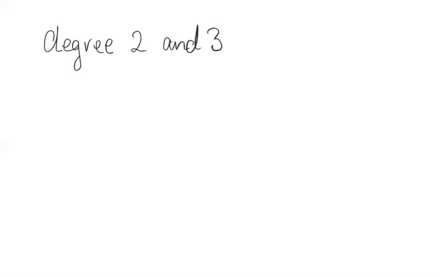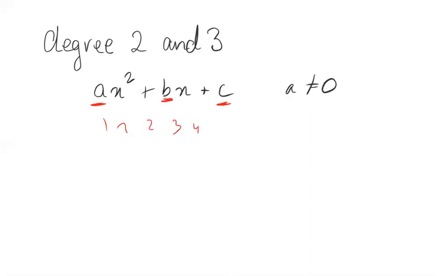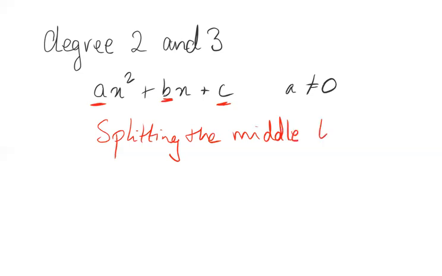For factorizing a polynomial of the form ax squared plus bx plus c, where a is not equal to 0, remember that a, b and c are just constants. They can be any number, 1, 2, 3, 4, anything, but a should not be equal to 0. Then we can factorize it by splitting the middle term. I will explain what this is when we do questions. You will understand this better when we do the questions.